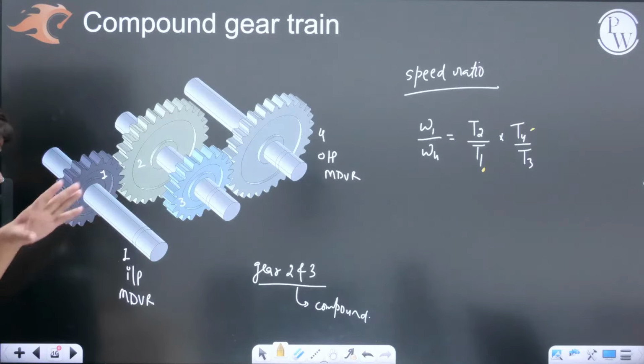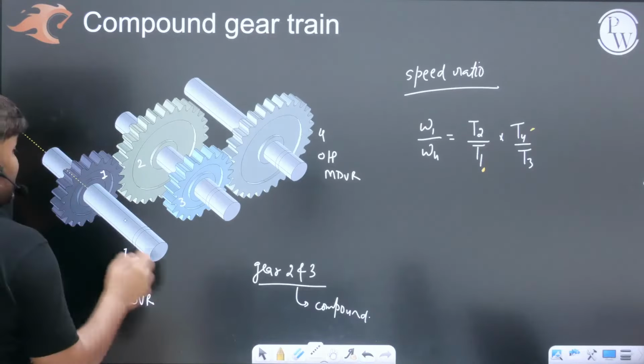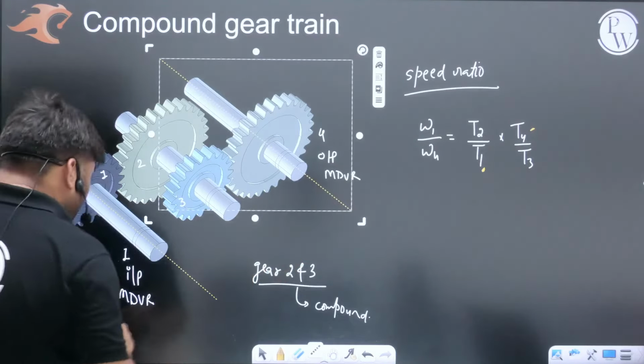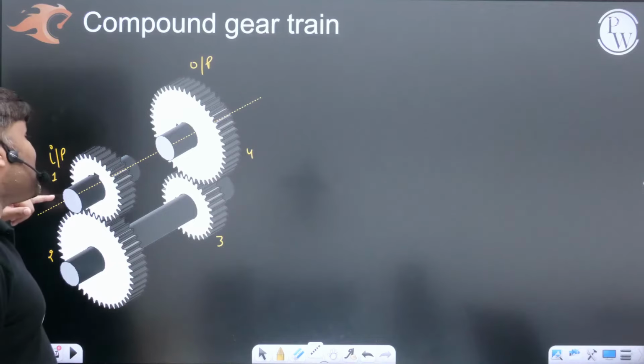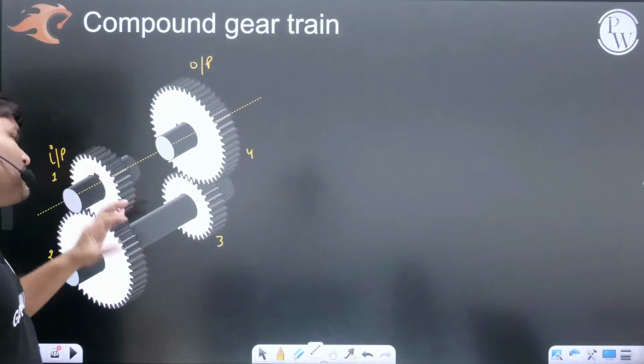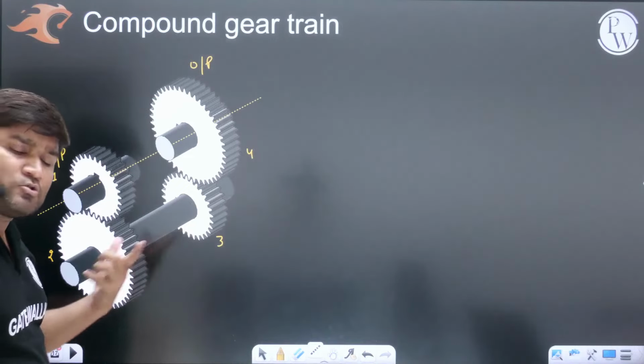What was the situation here, sir? Here the axis was different. It is rotating about this axis. It is rotating about this axis. What is new here, sir? Here, axis of rotation of input and output, both gears are same. Nature wise, this is also compound. Why 2 and 3 are compound? This is also compound, beta.